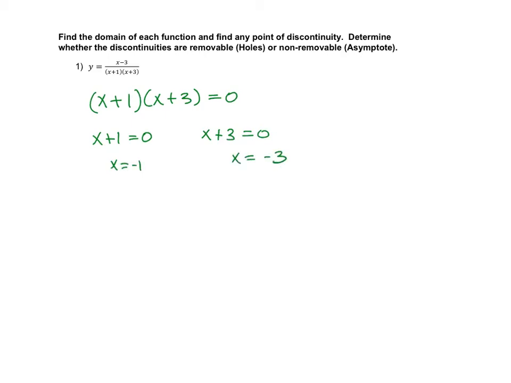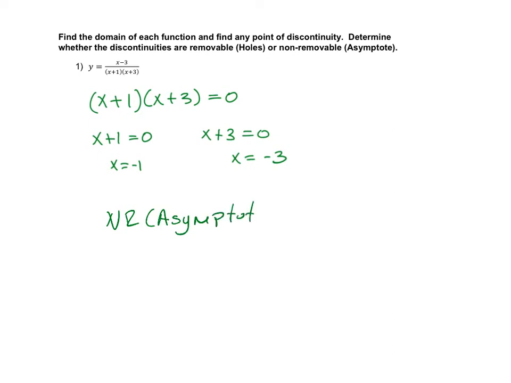So let's see what we can do. Okay? So with a fraction, you know that my denominator cannot equal 0. So I'm just going to set my denominator equal to 0, right? And solve that equation. x plus 1 equals 0, x plus 3 equals 0. So x equals negative 1, x equals negative 3, right? As you can see, I cannot simplify any of those expressions. So that means that those two are non-removable, or they are asymptotes.